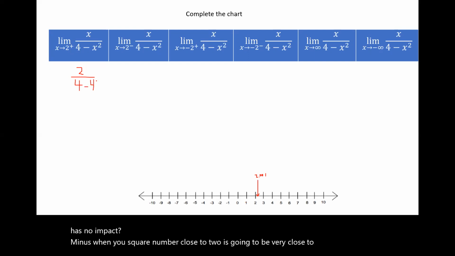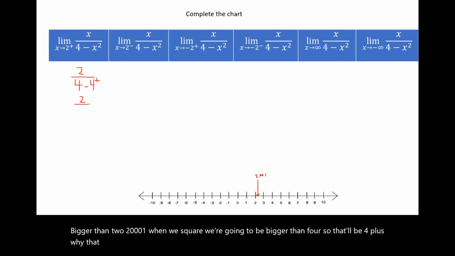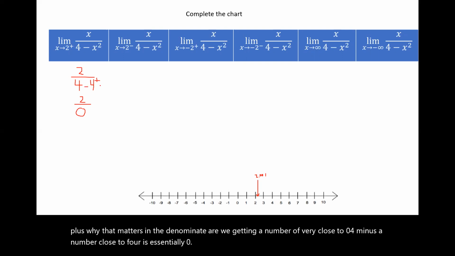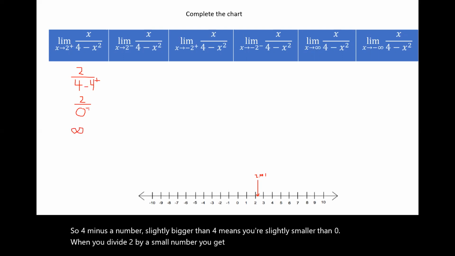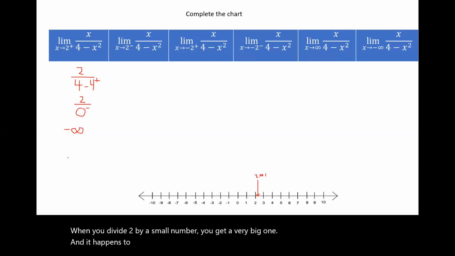The question is positive or negative? Bigger than 2, 2.0001, when we square, we're going to be bigger than 4. So that'll be 4 plus. Why that matters? In the denominator, we're getting a number very close to 0. 4 minus a number close to 4 is essentially 0. But is it plus or minus? So 4 minus a number slightly bigger than 4 means you're slightly smaller than 0. When you divide 2 by a small number, you get a very big one, and it happens to be negative, so we get negative infinity.